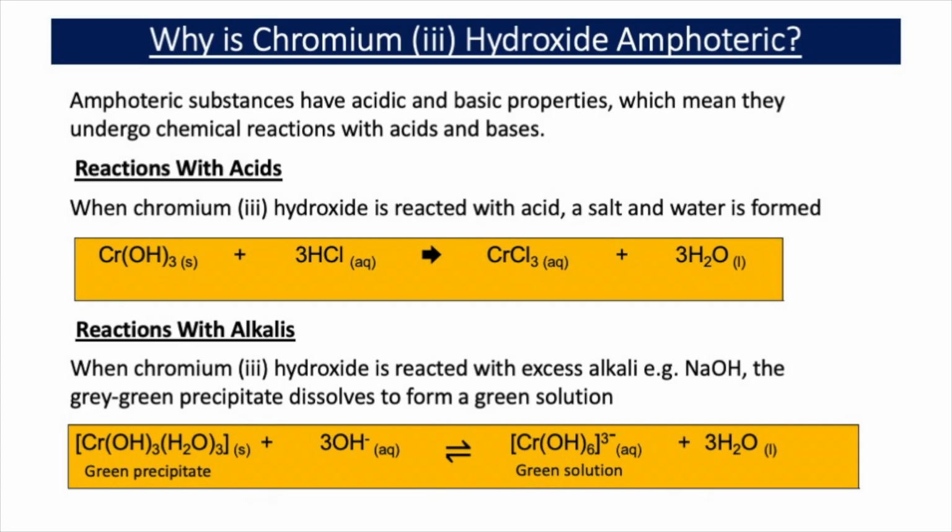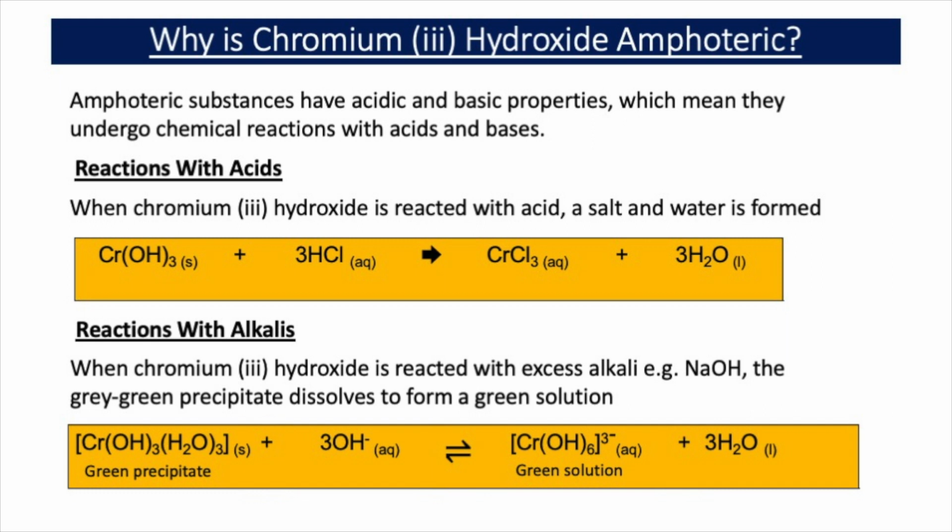Now this experiment also shows us that chromium 3 hydroxide is amphoteric. Now amphoteric substances have acidic and basic properties, which means they undergo chemical reactions with acids and bases. Now we've already discussed that transition metal hydroxides would react with acids to form a salt and water. So chromium 3 hydroxide plus hydrochloric acid would form chromium chloride and water. Cr(OH)3 plus 3HCl forms CrCl3 and 3H2O.